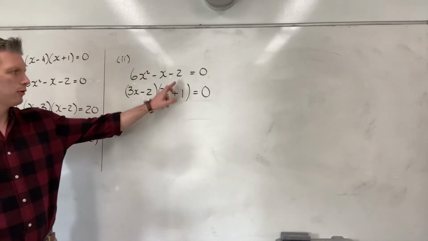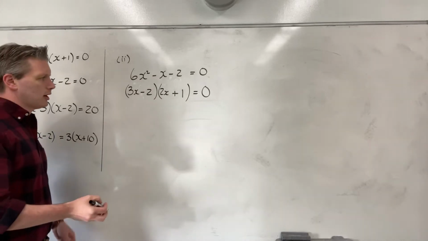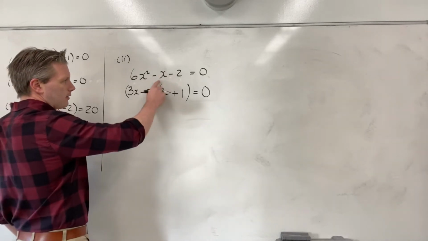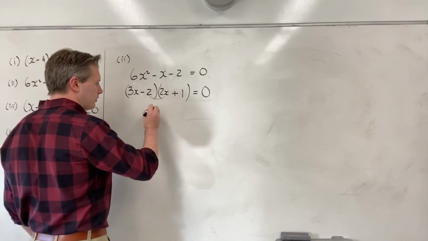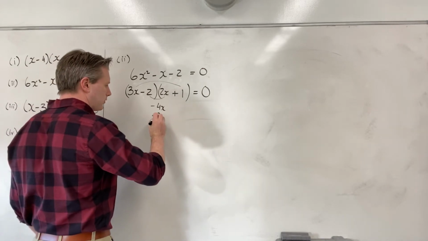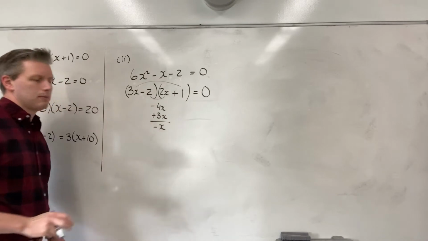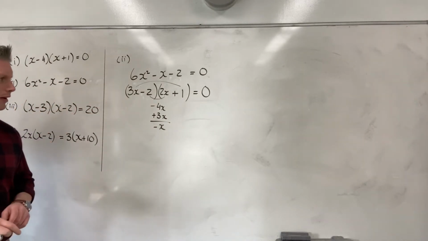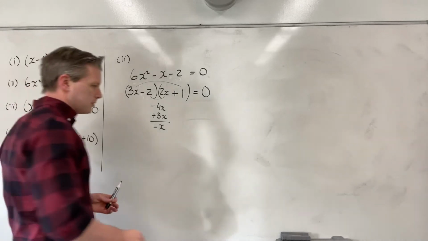Minus 2 times plus 1 is minus 2, so I have factors of minus 2, so that's good. Let's just check if they sum to this middle term. Minus 2 times 2x is minus 4x, and 1 times 3x is plus 3x. Minus 4x plus 3x is negative x, which is that middle term. So sure enough, these are, in fact, the factors. The factors are 3x minus 2 times 2x plus 1.